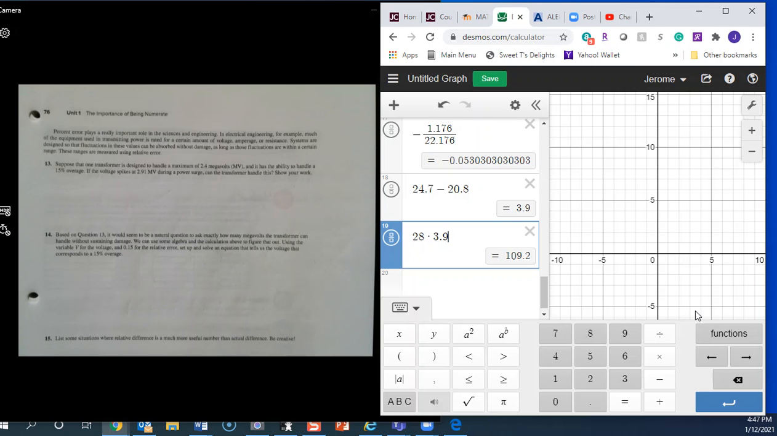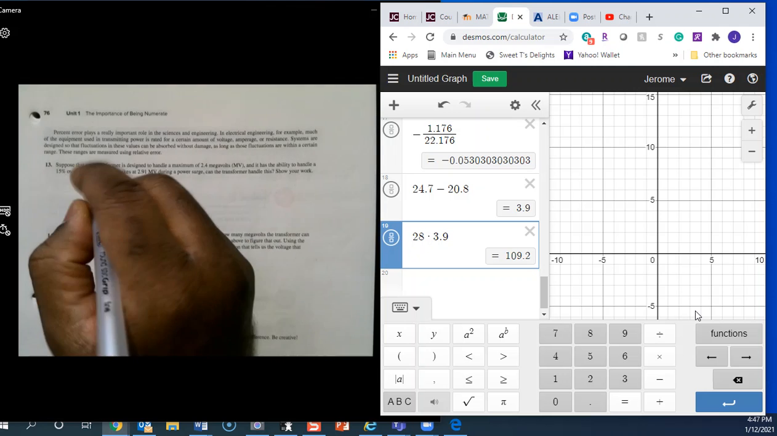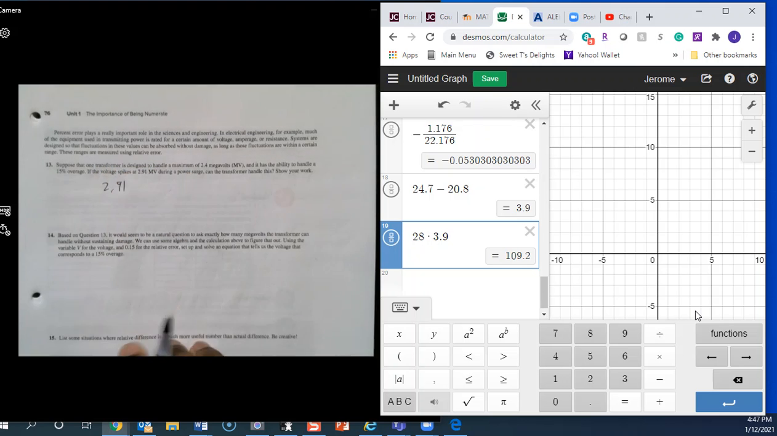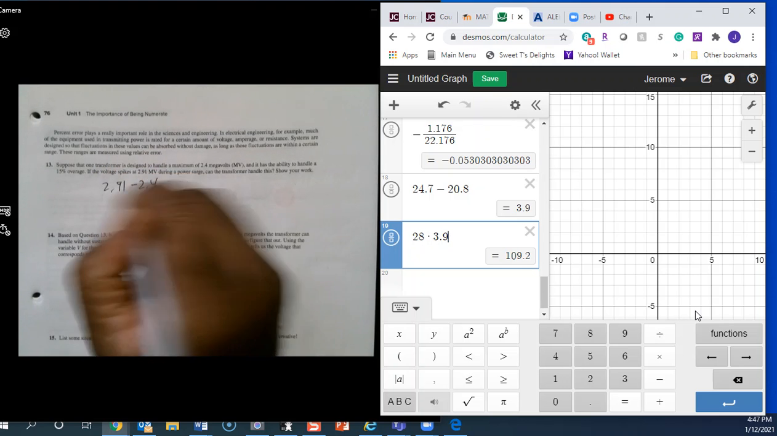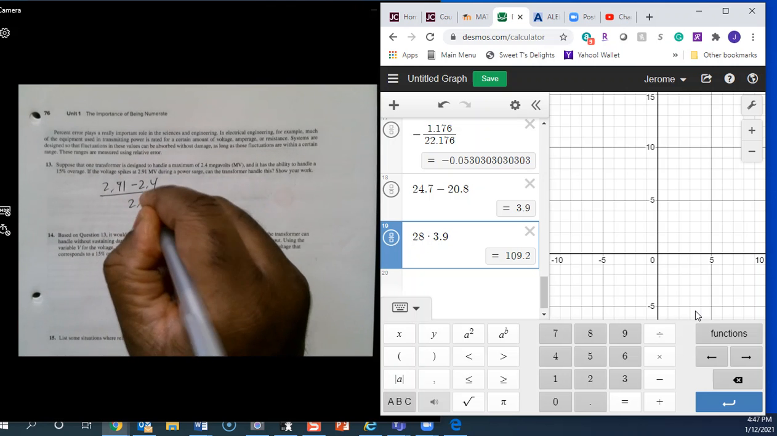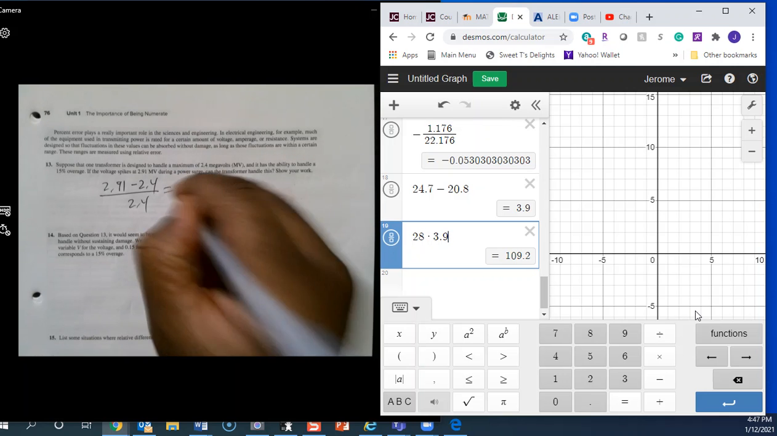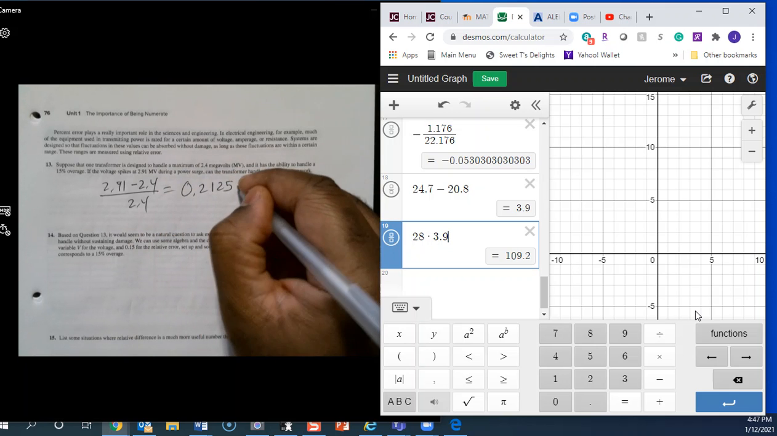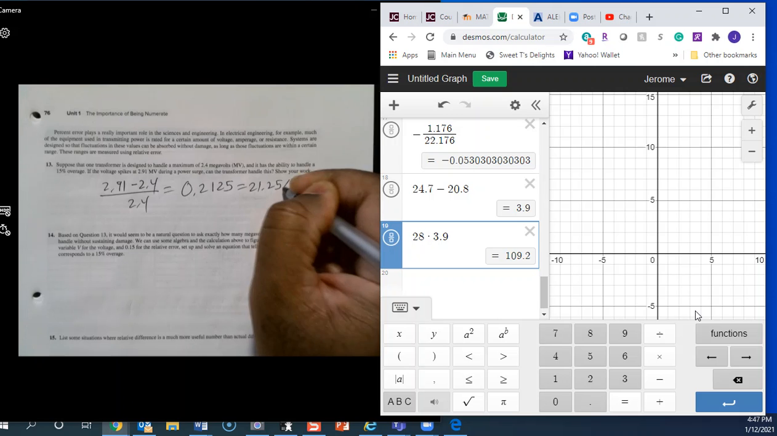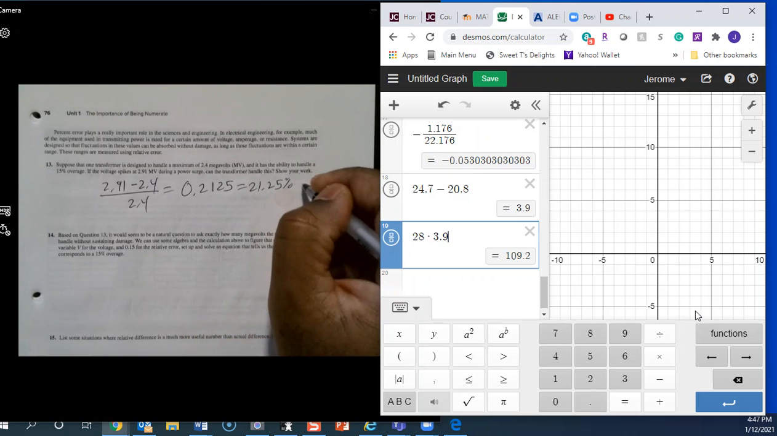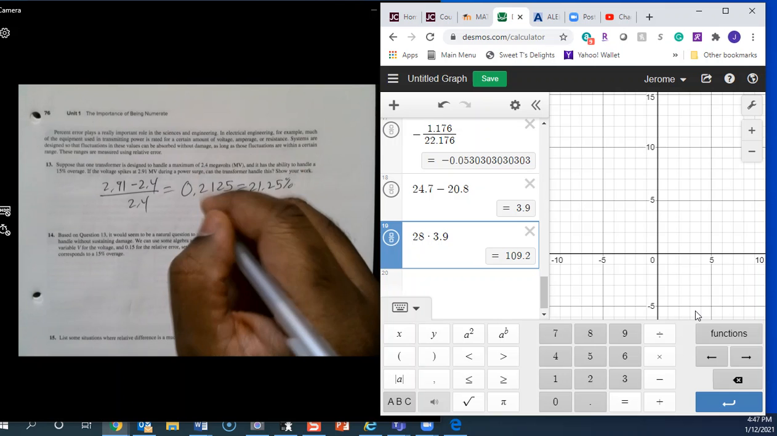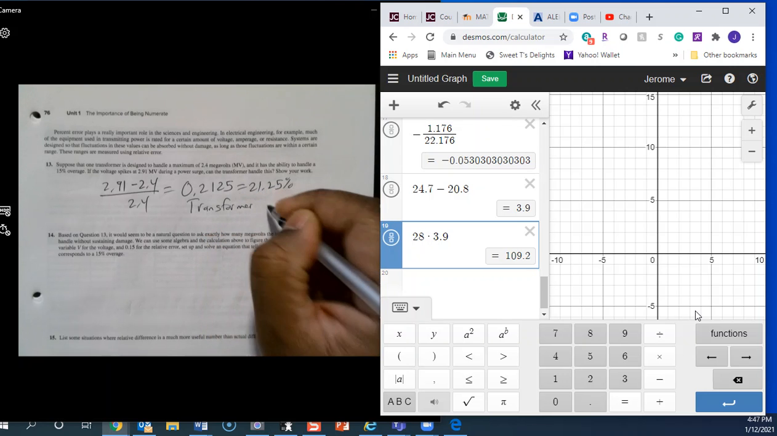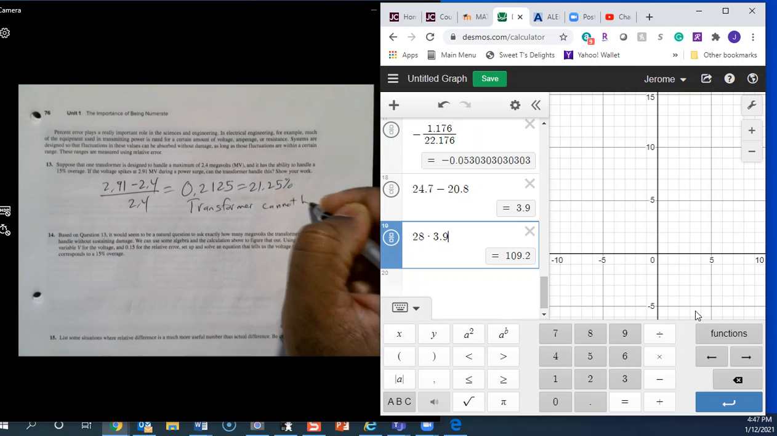And it says, show your work. Okay, so we could take the new value, which is 2.91, minus the original value, which is 2.4, divided by 2.4. When you put this in your calculator, you have 0.2125, which is 21.25%. And that would be your overage. So the transformer cannot handle this.